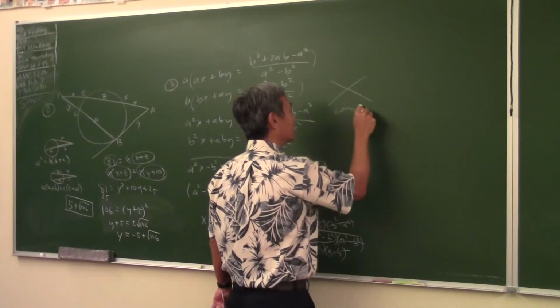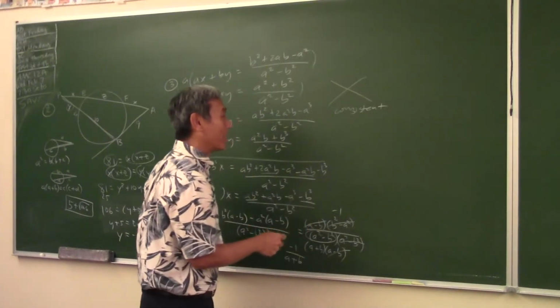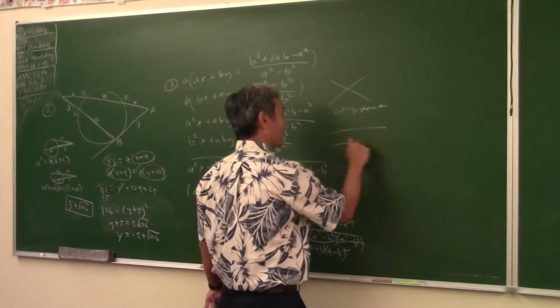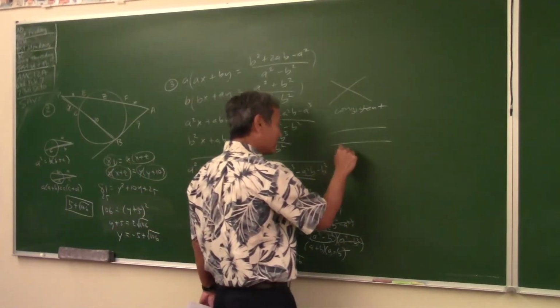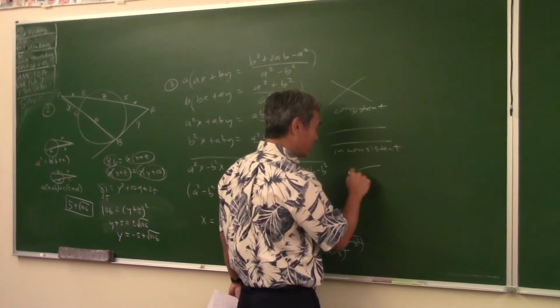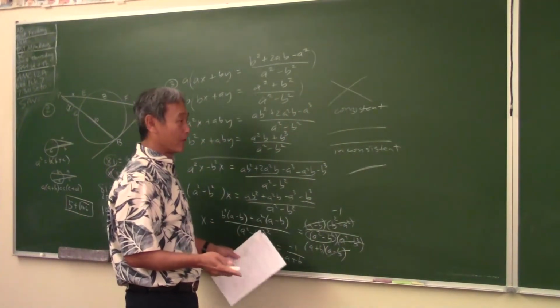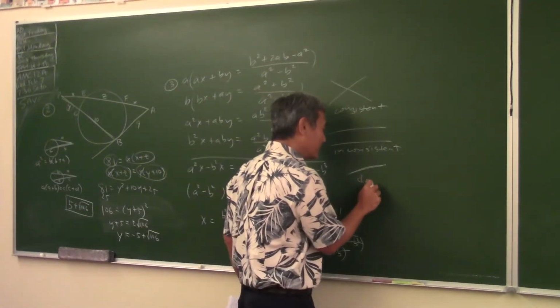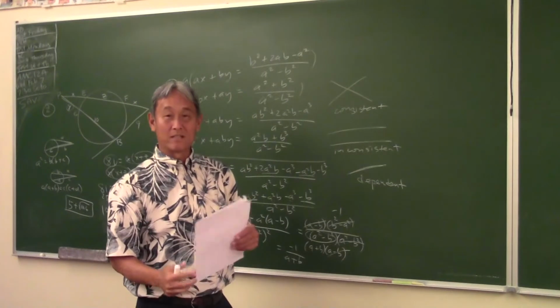Consistent. What if they're parallel and they don't intersect at all? Inconsistent. And what happens if the 2 lines are the same line? So they intersect at an infinite number of points. Dependent. Be ready to be tested when I see you in the hallway.